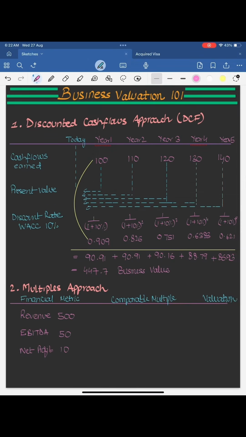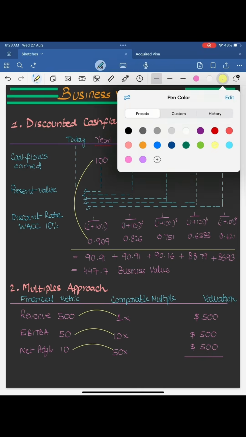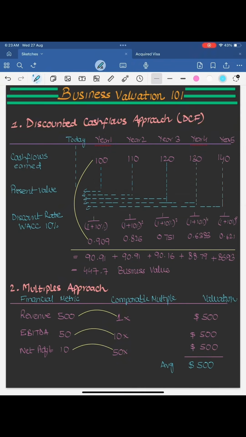For example, if a company similar to that is trading at a revenue multiple of 1x, EBITDA multiple of 10x, and for example, net profit multiple of 50x. You would multiply the company's metrics with the comparable multiples to arrive at a valuation estimate on each of these metrics. So for example, revenue multiple 500, EBITDA, net profit, all 500, and then you take an average to arrive at an average valuation using the multiples approach.